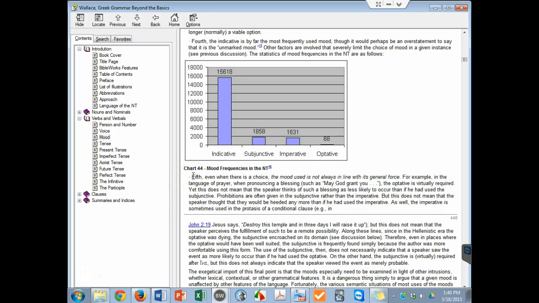So that's what he's saying here on this fifth point under the chart. He says even when there is a choice between moods, the mood is not always in line with its general force. For example, in the language of prayer, when pronouncing a blessing such as "May God grant you," the optative is virtually required. Yet this does not mean that the speaker thinks of such a blessing as less likely to occur than if he used the subjunctive, or for that matter, the imperative, because you actually get the imperative used in prayer in Greek. So the first three requests of the Lord's Prayer, elthetō hē basileia, is an imperative. Let your kingdom come.